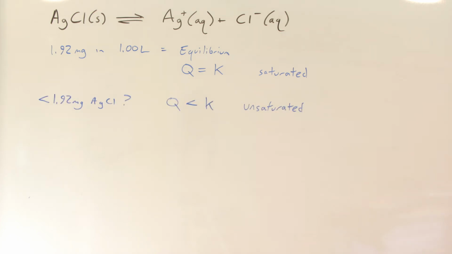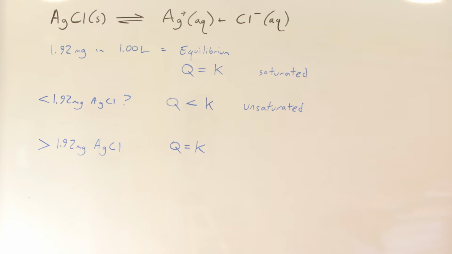What if we didn't have that much silver? What if we didn't have that much silver chloride there to begin with? What if we only had a fraction of that amount? It means that we never get to equilibrium. It means Q will always be less than K, and therefore the solution that comes from that would be unsaturated, meaning it would be capable of taking in more if there were more around to take in. What happens if we had more than that amount of solid?